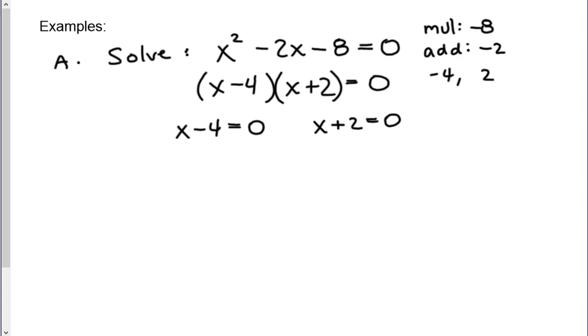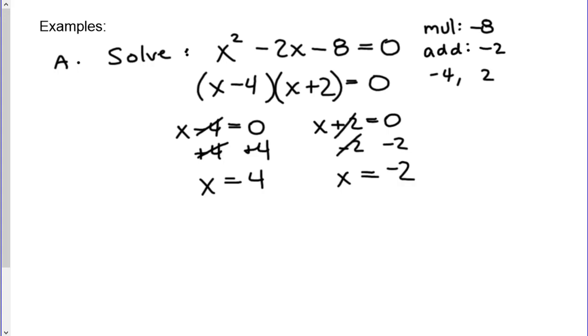So now we have two linear equations, which solve generally fairly easily at this point. In this case, I'll add 4 to both sides, so x equals 4. Over here, I'm going to subtract 2, so that cancels, and x equals negative 2. So those are the solutions to this particular problem, x equals 4 and x equals negative 2.